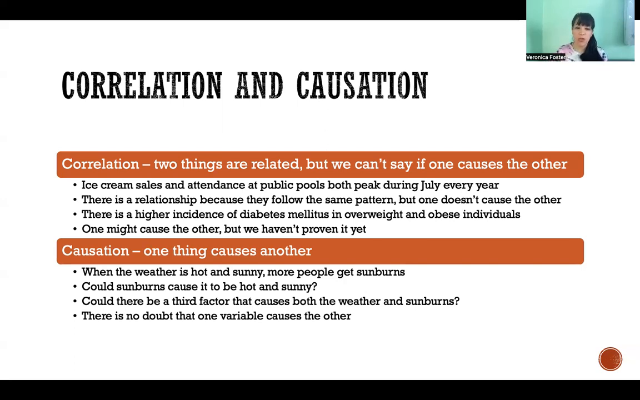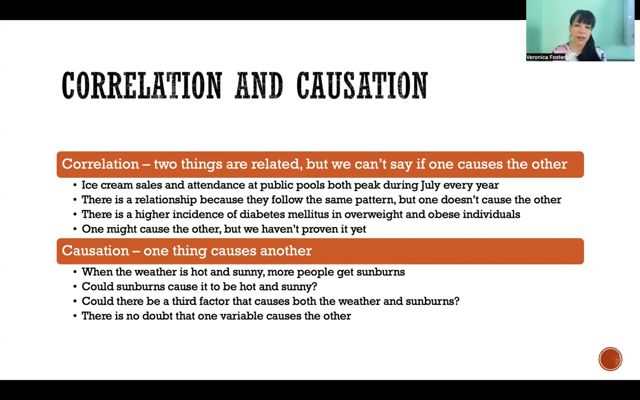So for example, when the weather is hot and sunny, more people get sunburns. There's a direct causative effect there where when it's hot and sunny out, more people will get sunburns because they are being exposed to more sun. So we know that that's a causative effect. It doesn't go the other way around. You don't get a sunburn and that causes it to be hot and sunny out. And it's unlikely that there's a third variable that's causing both the hot, sunny weather and the sunburn. It is clearly the sun causing the sunburn.